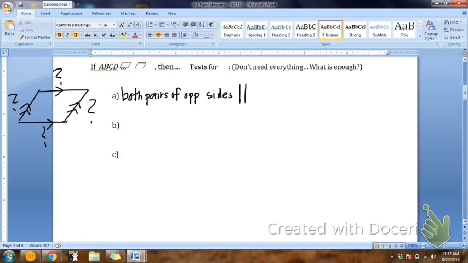So how many slope formulas am I going to use? 4. Okay? So I would write that as a note over here, that you're going to need to do the slope 4 times.